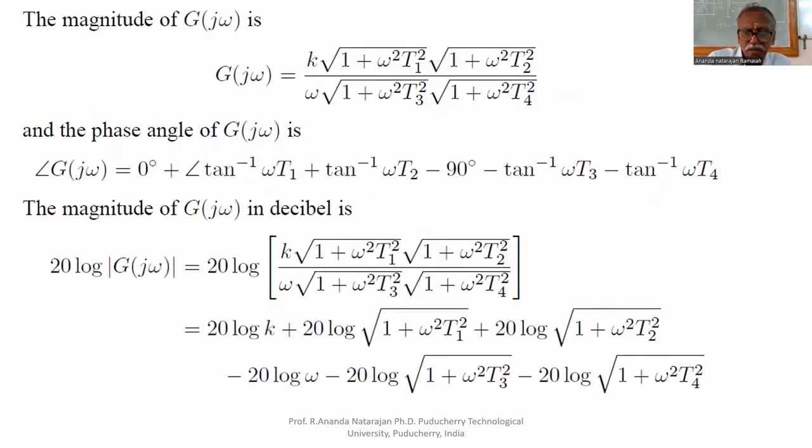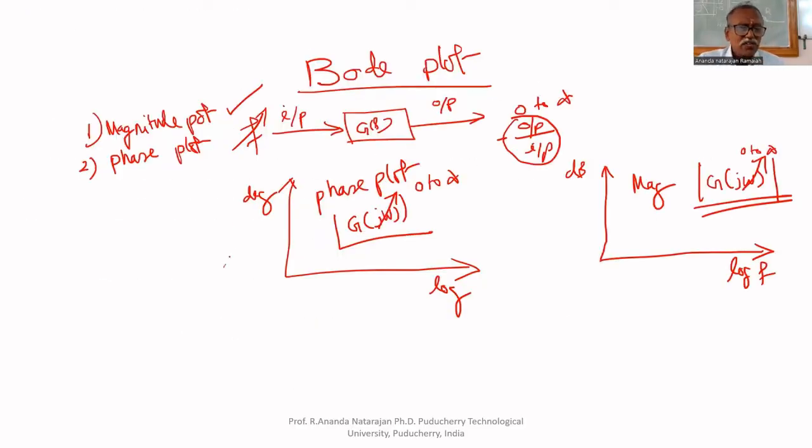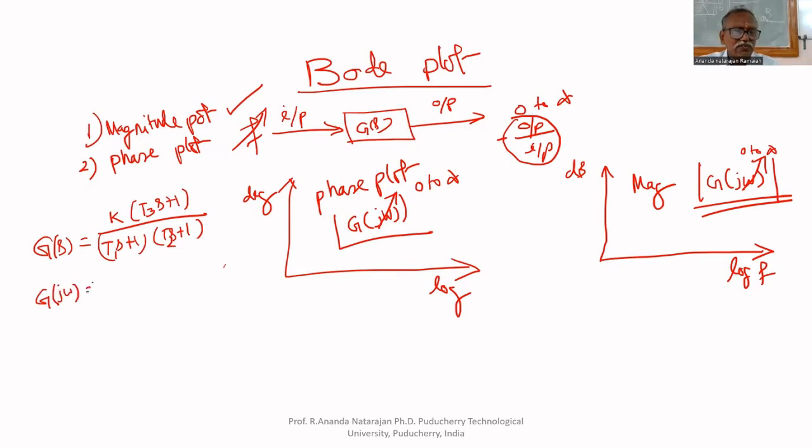Suppose I have a transfer function G of S equal to K upon (tau S plus 1) multiplied by (tau 1 S plus 1), and suppose this is the transfer function. For that, we have to draw the frequency response. The first step is to find the frequency transfer function. We have to replace S by j omega.